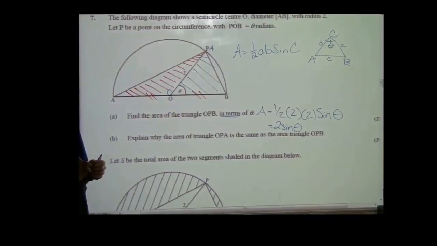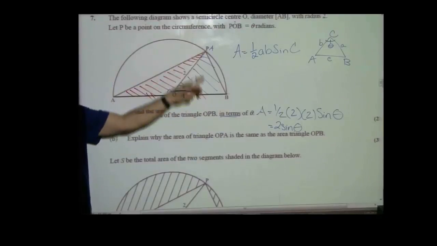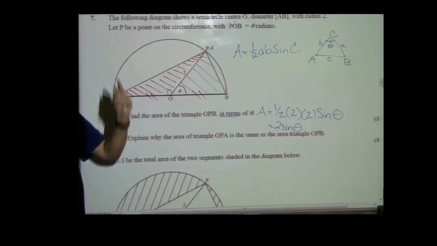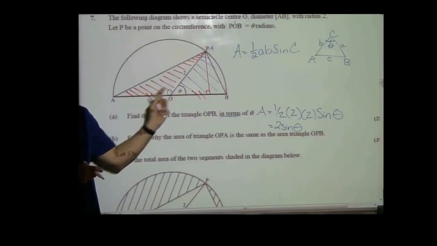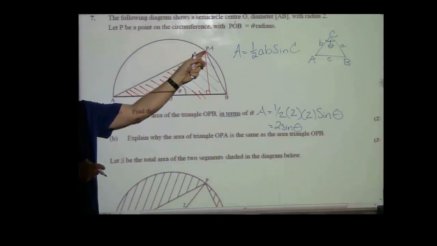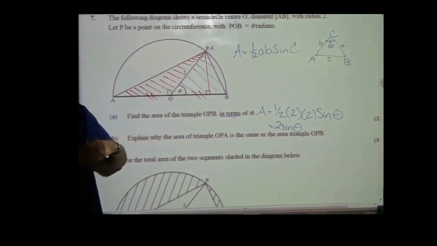We're going old school now. How do you find the area of a triangle? Half base times height. Same base, same height. They're equal. Since O is the midpoint, therefore AO equals OB, same base. P is basically the height for both triangles. They're equal.